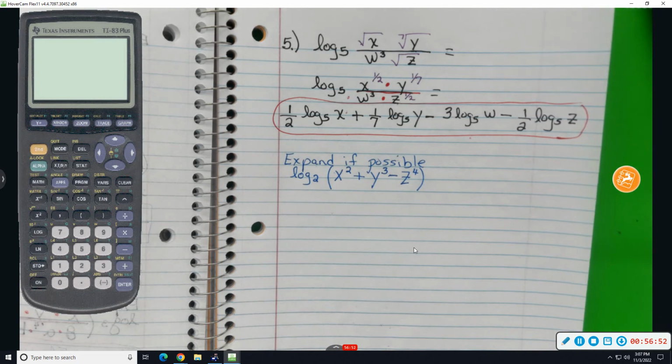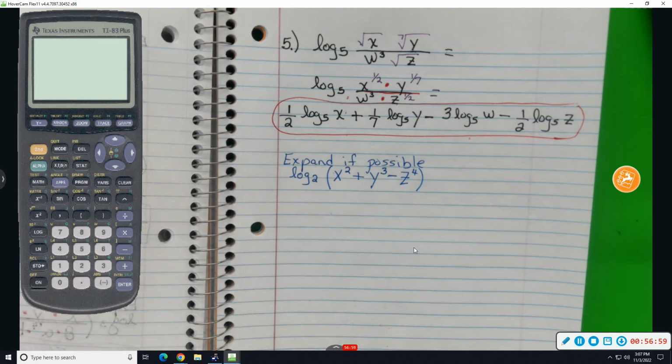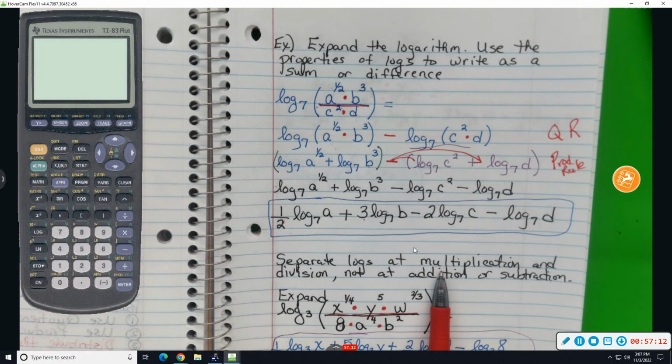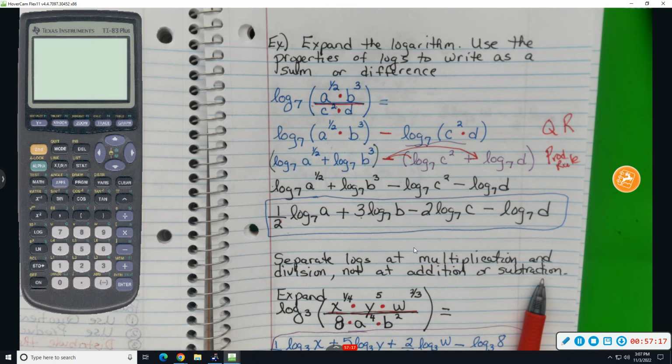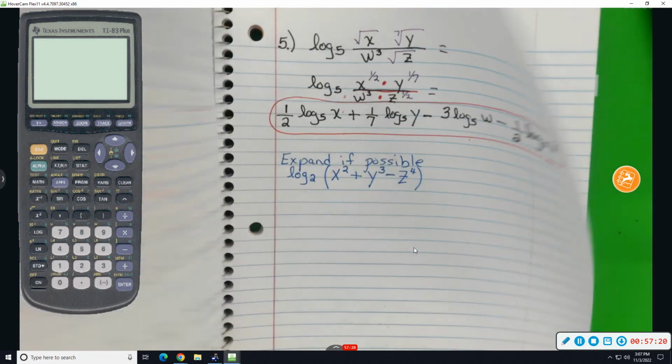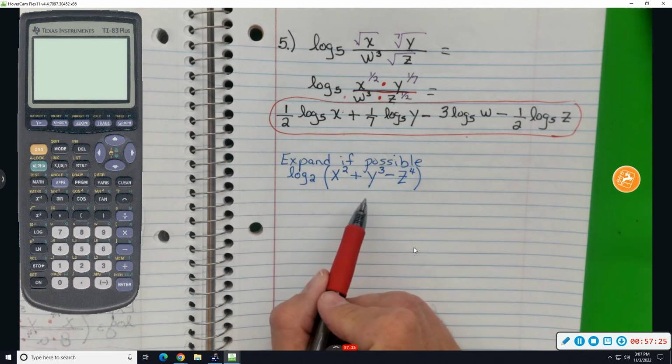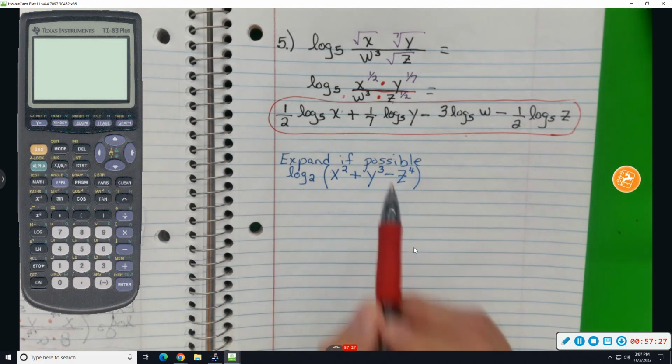Just like on that multiple choice, there was that option, it cannot be simplified. That student that time said to me, you seem to think putting those red dots are important, and I don't see why that matters. Well, can I separate this? You separate at multiplication and division, not at addition or subtraction. So, can I put any red dots here? Is there any multiplication or division? No. This one can't be expanded.